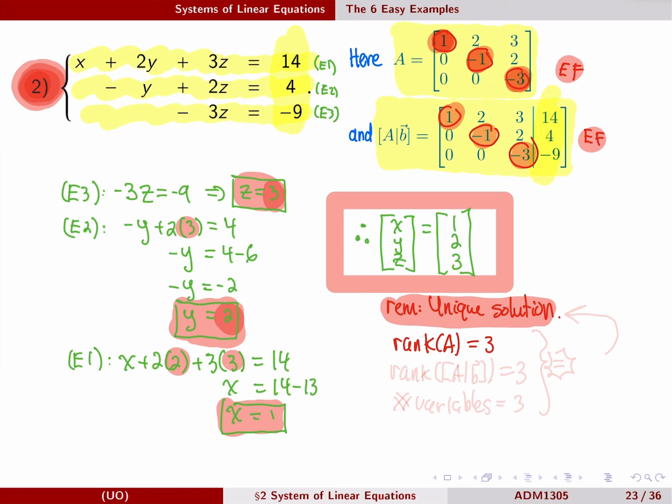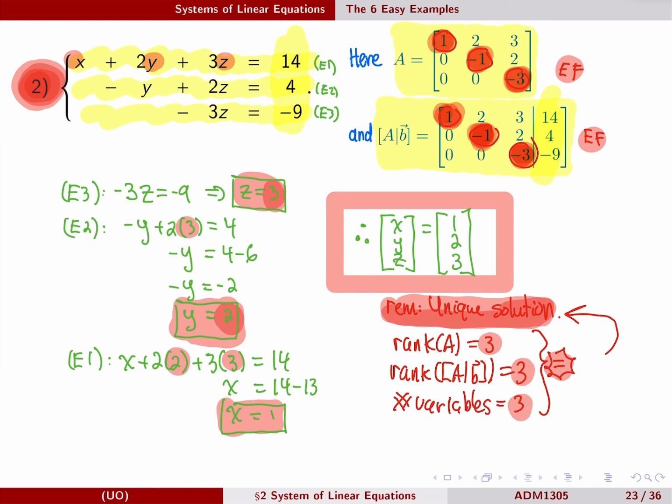So there's 3 pivots in A. How many pivots in the augmented matrix? Well, there's no pivot in the last column, so we still have 3. How many variables do we have? We have 3 variables. When all these numbers are equal, automatically we have a unique solution.